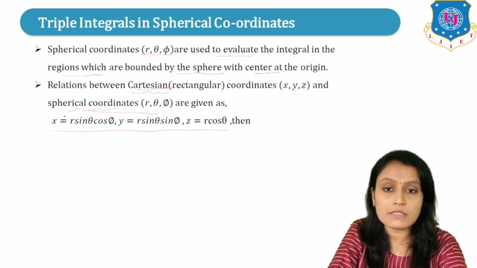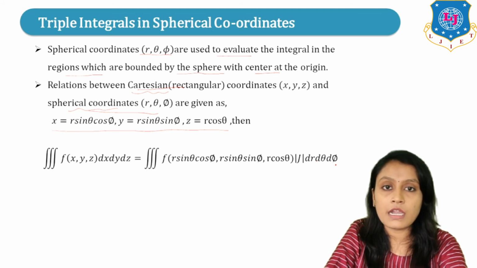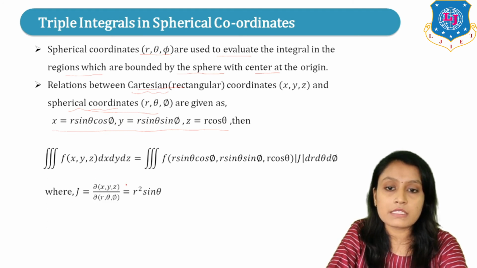Okay, so in place of x we will write r sin theta cos phi, in place of y r sin theta sin phi, and in place of z r cos theta. So you will get this triple integration f of x, y, z dx dy dz is equal to triple integration f of, in place of x what we have to write? r sin theta cos phi, comma, in place of y r sin theta sin phi, and in place of z r cos theta, into this Jacobian dr d theta d phi. Now where Jacobian J is what? Del of x, y, z upon del of r, theta and phi.